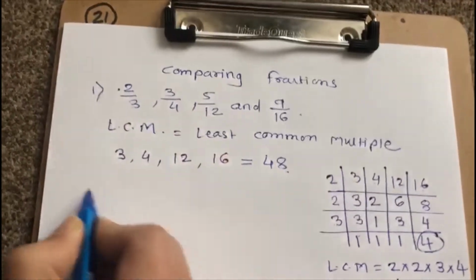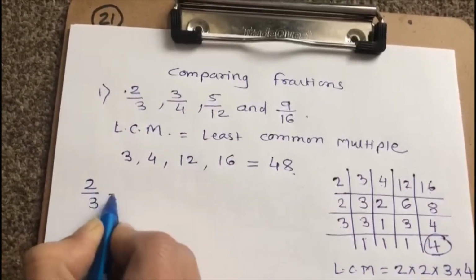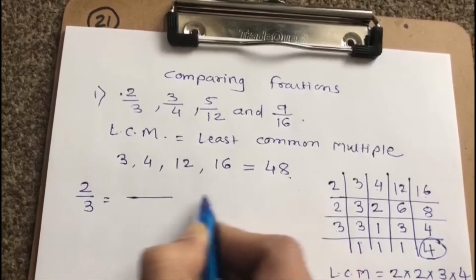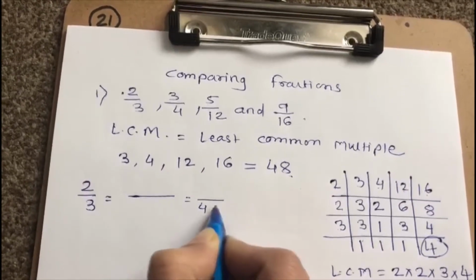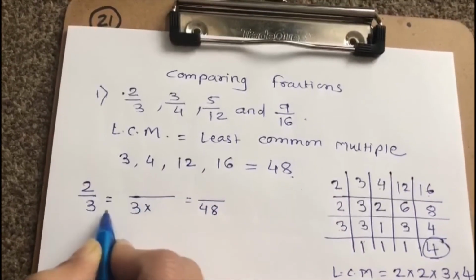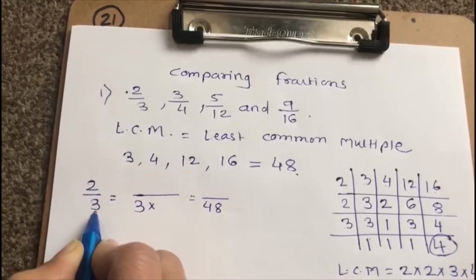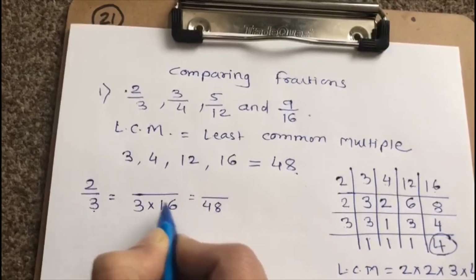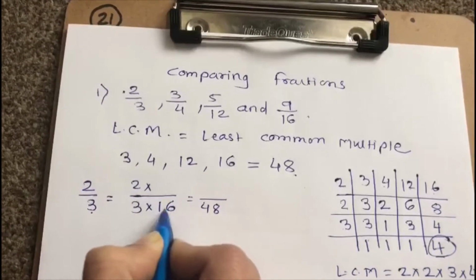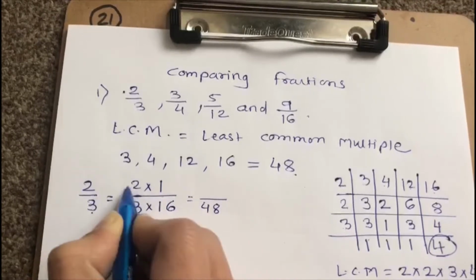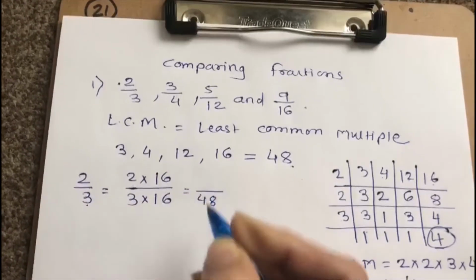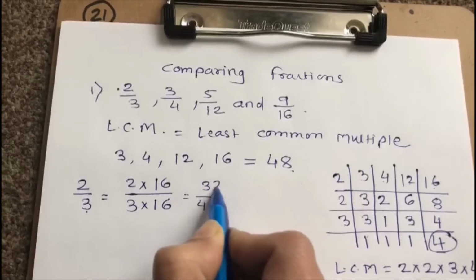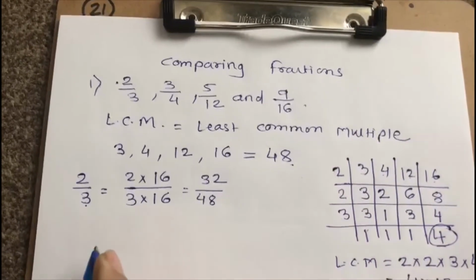First I write this fraction 2 by 3. As I want the denominator 48, I will multiply this denominator by 16. That's why I will also multiply this numerator by 16. So it will come as 32 by 48.